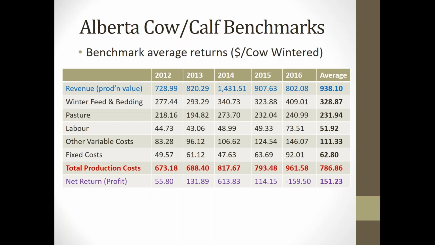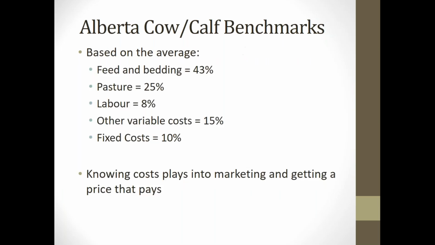Basically what I wanted to do here is take these numbers and show the breakdown on average. You can see that feed and bedding costs average about 43% of the benchmark for a cow-calf operation. Pasture costs are about 25%, labor is about 8%, other variable costs are about 15%, and fixed costs are about 10%. This gives an indication of where cost increases can really impact decisions and affect the financial standing of the operation.